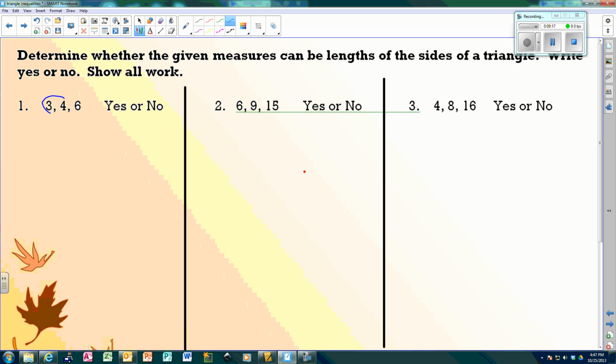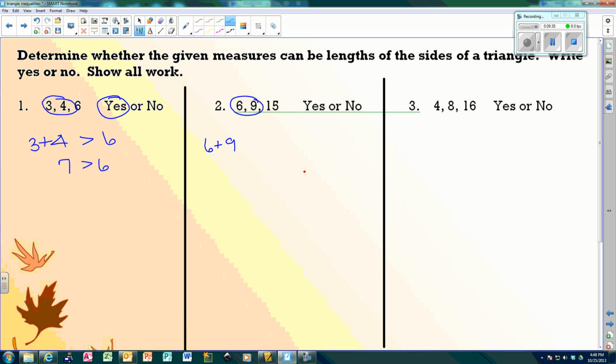Since I have a 3 and a 4, I'm going to add them together. 3 plus 4 has to be bigger than 6. 3 plus 4 is 7. 7 is greater than 6. Yes, this is a triangle. So do it again.